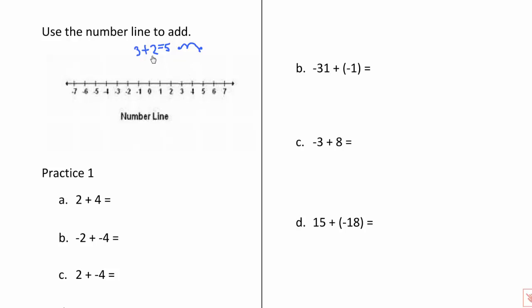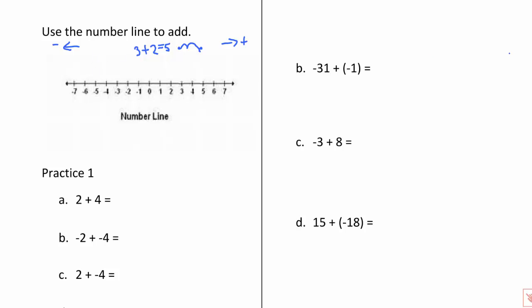Now it's important to understand that because we're adding a positive 2 on the number line, to the right is positive and to the left is negative. So if I added a negative 2 to this, I would actually start at the 3 and go left 2 places, because a negative 2 is towards the left.